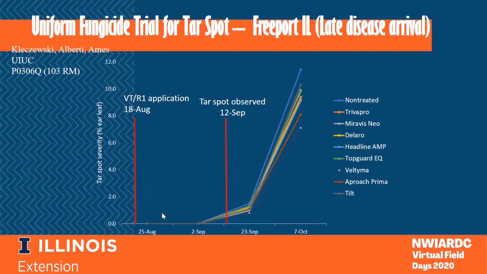But some of these, again, will have longer residuals than others. And this is another reason why we say try to go with something with multiple modes of action. In this case here, what you can see is the Tilt product on this particular trial. Even though we applied it here on the 18th of August, we started to see tar spot on the 12th of September. Those products just run out of gas, and they don't do as well as some of these other ones later in the season relative to our non-treated checks.